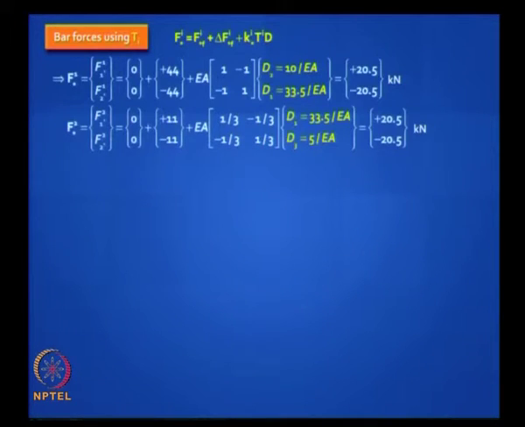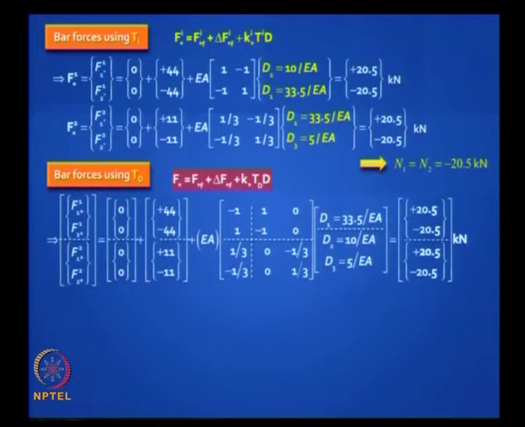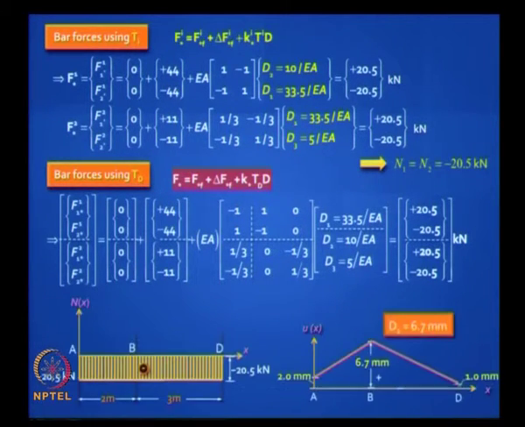Then you can find the bar forces either using the TI method or using the TD method, but you knew the answer anyway because you got the reactions. Might as well go through this exercise, you will get the same answers. If you want, you can plot the variation of axial force. It is constant in both the elements, it is 20.5, and D1 has a displacement of 6.7 mm, D2 has 2 mm, D3 has 1 mm, a linear variation. Is this clear? This problem is straightforward.